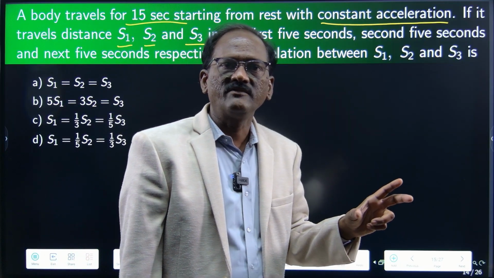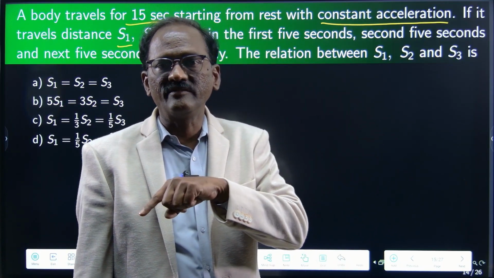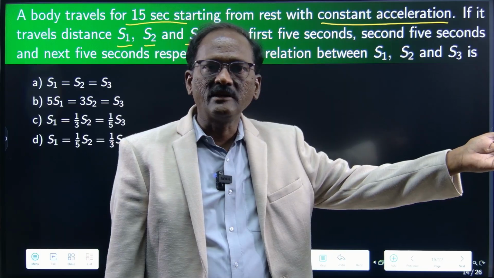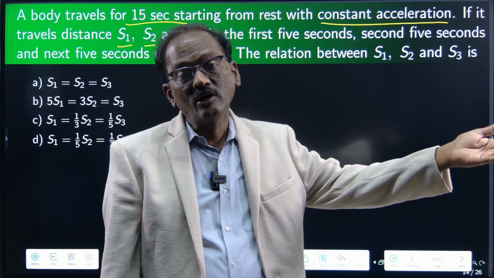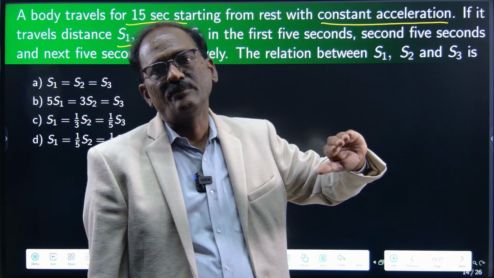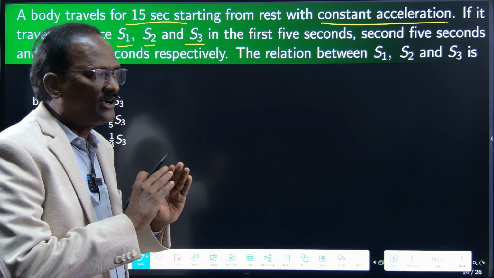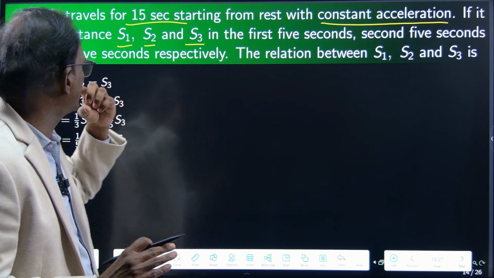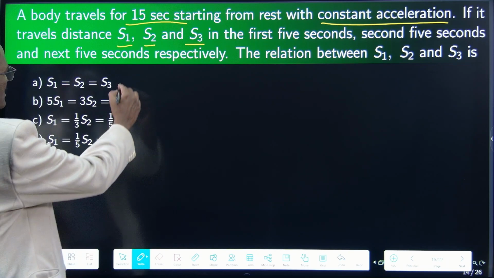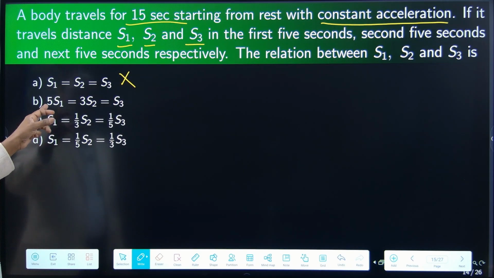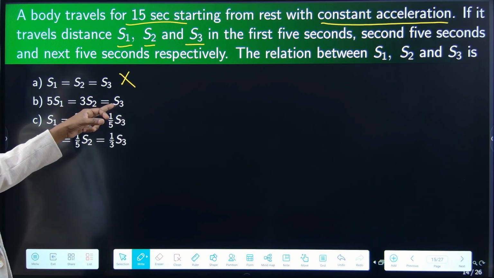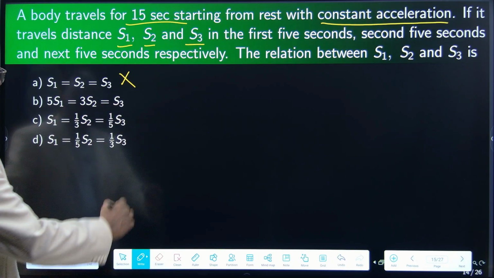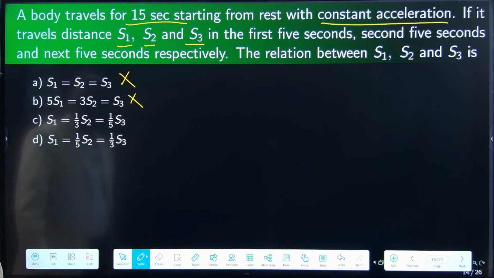In the next time interval, it will have more speed than the previous one. Similarly, in the third time interval, it will have more and more speed than the previous intervals, right? So the speed will go on increasing if the acceleration is constant. S1 is equal to S2 is equal to S3, wrong. 5S1 is equal to 3S2 is equal to S3. This is decreasing, right? So this is also wrong.